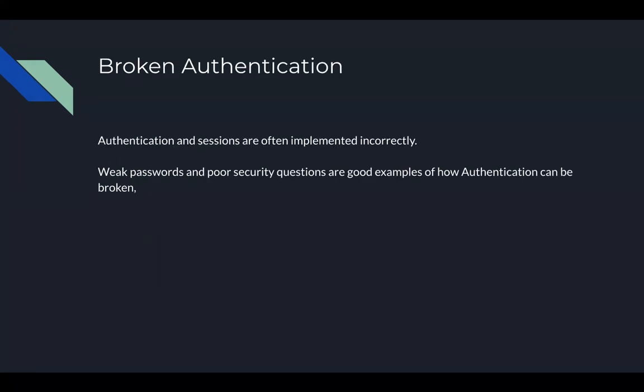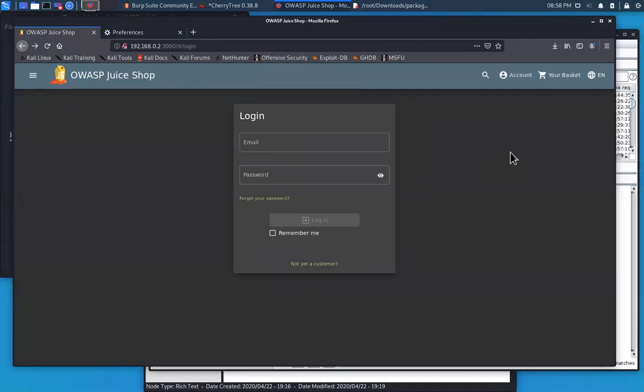Another exploit is broken authentication. This is probably the last one we're going to get to. A lot of the time, authentication and sessions are implemented incorrectly. One example of that is weak passwords or poor security questions. One good way to exploit that is to try, again, brute forcing passwords if they're weak. If you don't have it set up so that you have to set a strong password at the beginning, users can do the easy thing and just use a weak password.